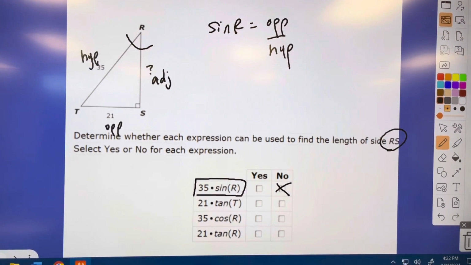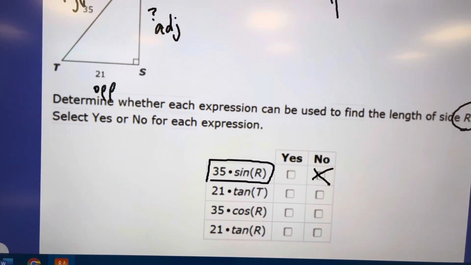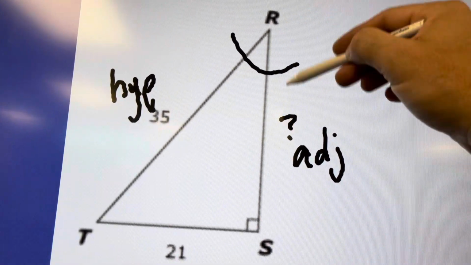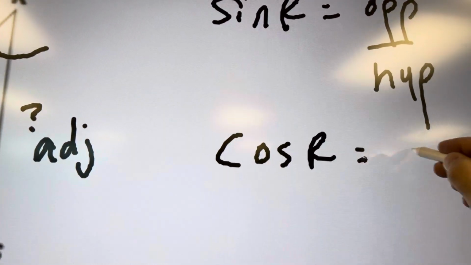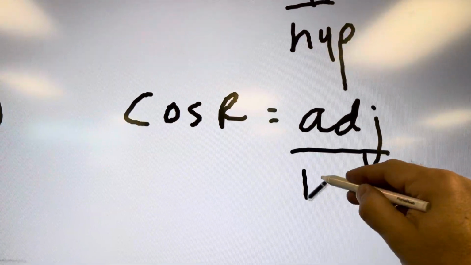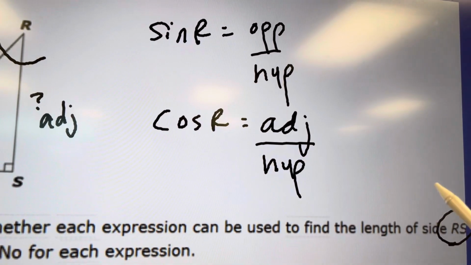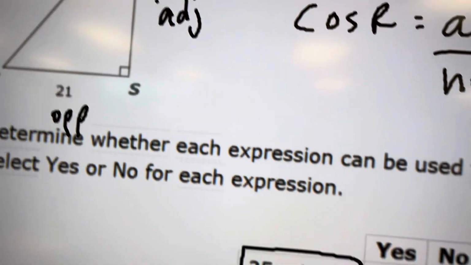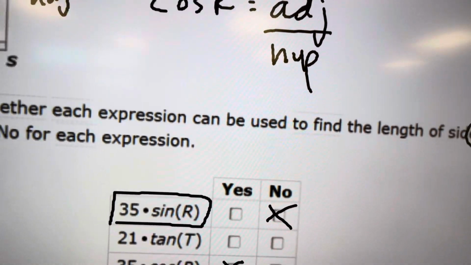What about tangent of t? Well, now let's not do t yet. Let's continue with R for a minute. So cosine of R, so that's going to be the adjacent over the hypotenuse. Now that makes sense. Let's see here. Cosine of R is the adjacent over the hypotenuse. Now if I multiply the hypotenuse over, that makes sense. It's going to become the 35, and so 35 times cosine of R, yes, I like that one a lot.